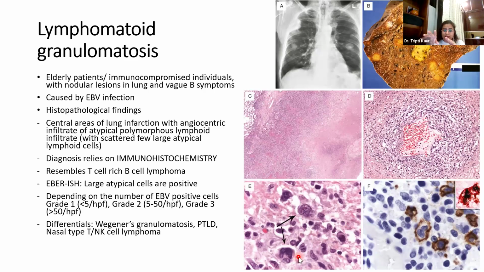Okay, the differentials. Again, Wegener's granulomatosis is an important differential if you miss out on these atypical large looking lymphoid cells. It is very important to screen Wegener's cases on high power so that you don't miss this entity, especially if the patient is immunocompromised. The second is nasal type T NK cell lymphoma. In the T NK cell lymphomas, these large cells will actually be positive for T cell markers, not B cell markers. And PTLD will show almost the same immunophenotype, except that the patient will have a transplant history.